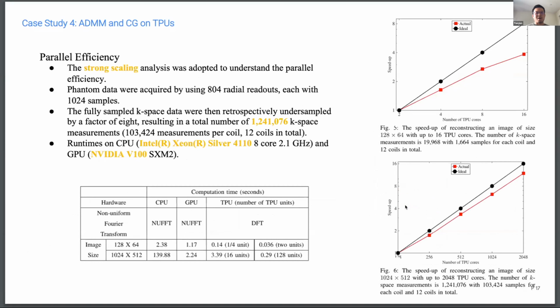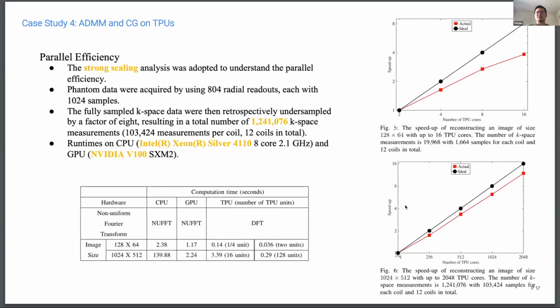We do a parallel efficiency analysis, the same as for the DFT and FFT. We're using strong scaling analysis to understand how much efficiency we can get on TPUs. Again, we take a larger set of phantom data, acquired using 804 radial readouts, each with 1K samples.